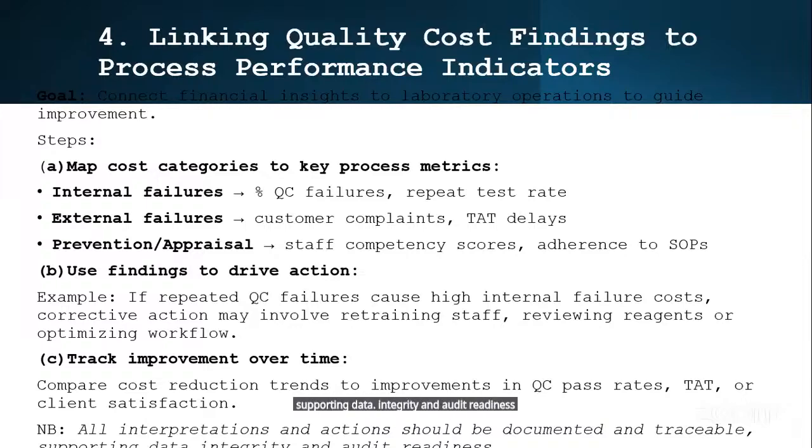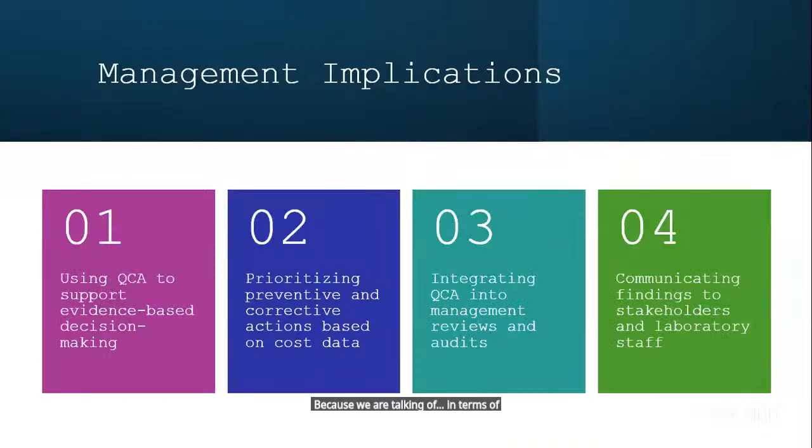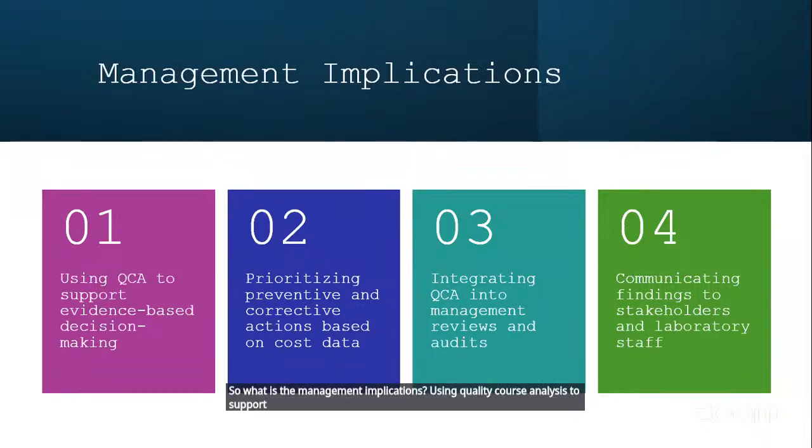This is very key. Once you have identified the problem, institute corrective action to that problem, then track the effectiveness of your corrective action. And the effectiveness of your corrective action can only be determined by cost reduction, because we are talking in terms of cost here today. So what are the management implications? Using quality cost analysis to support evidence-based decision making.